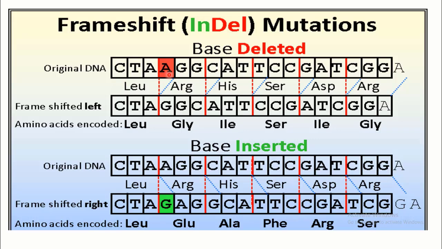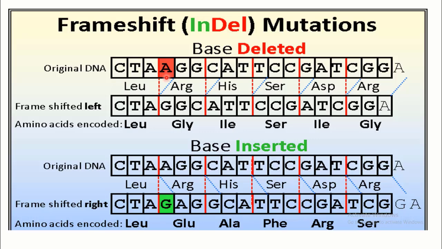Now when this base is deleted, the translation machinery is going to read GGC as a new codon, and the GGC is going to code for glycine. So at position number 2, where you had arginine, you are now going to have glycine. Similarly, initially it was reading the CAT as the third codon, but now it is going to read the ATT as the third codon, and that is going to code for isoleucine.